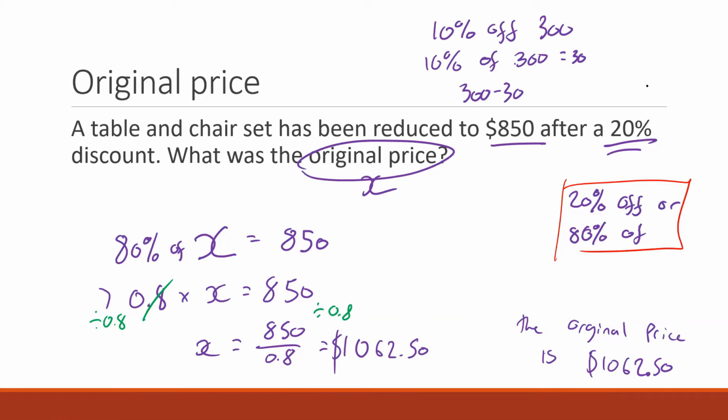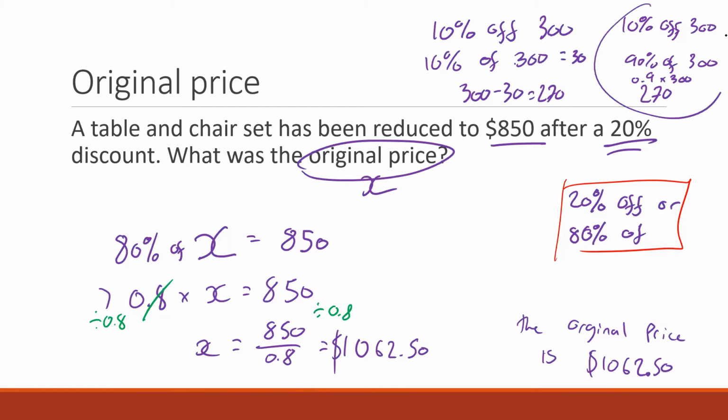The other way is to go, well, 10% off 300 is the same as 90% of 300, which, put that into your calculator, turns out to be 270. Done. And that's why I showed you, because this method is the one that I use right here.